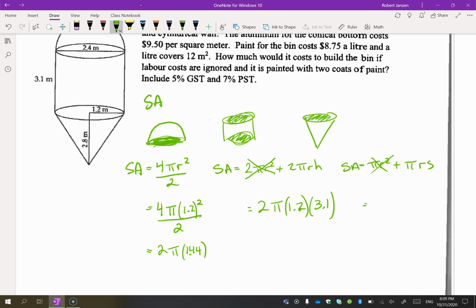Okay, and the last one, pi times the radius, which is 1.2, times the slant height. Now, the slant height here is not given. Okay, how do you find that? Well, we use Pythagoras on this triangle. This is 1.2, and this is 2.8. So to find x, we're going to go 1.2 squared plus 2.8 squared is x squared. Okay, so I'm just going to grab the calculator here, and we'll do these questions.